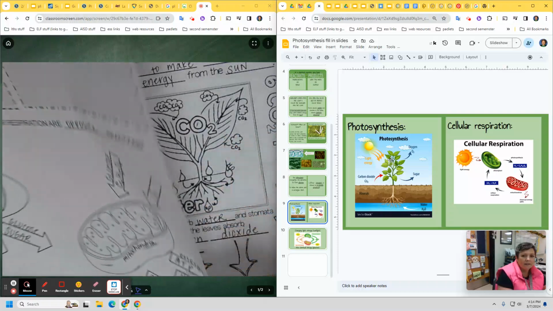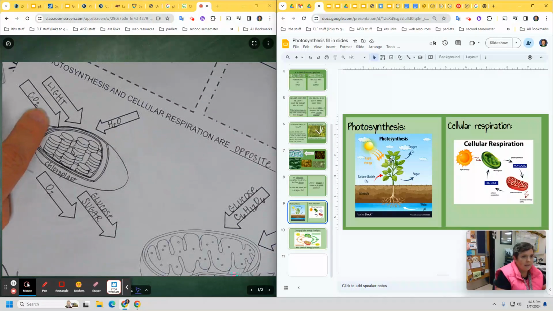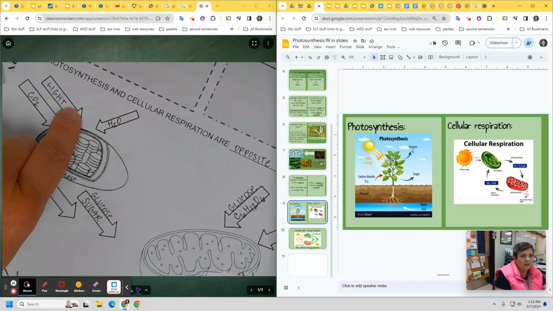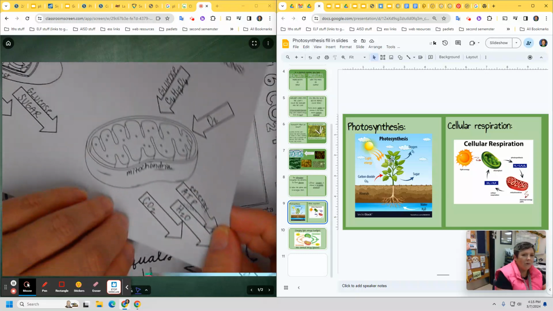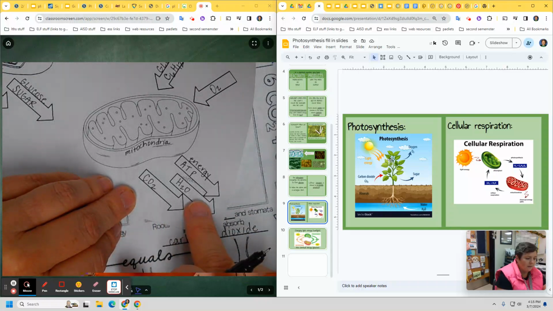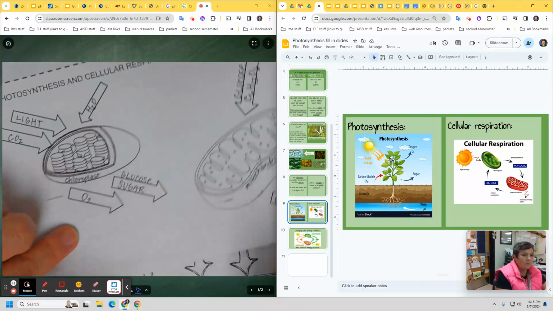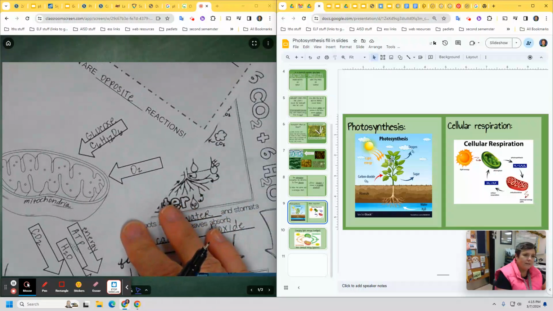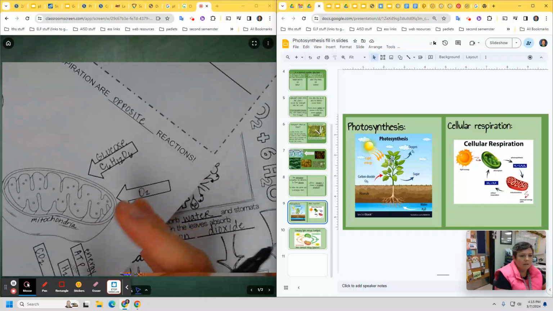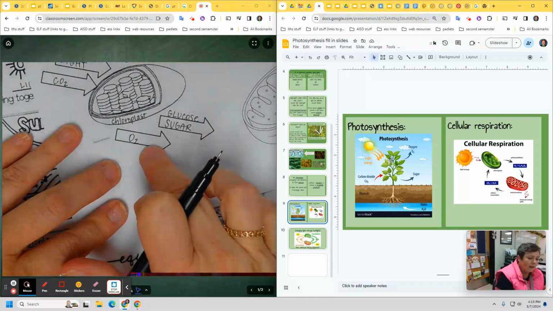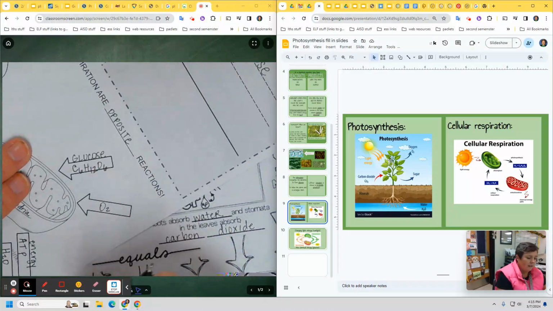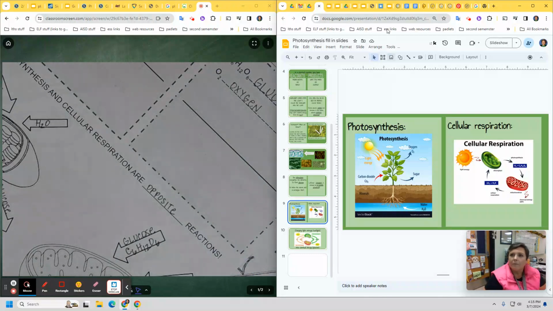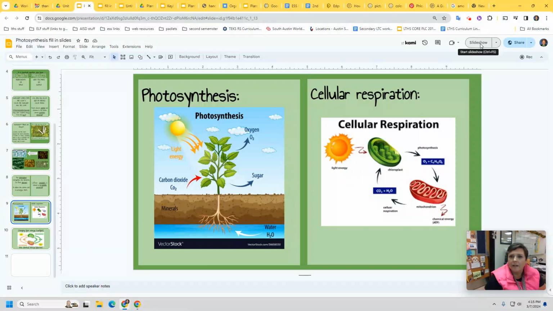Okay, so what I really want you to see here is that the inputs here, carbon dioxide, energy, and water, those are the outputs over here, carbon dioxide, water, and energy. The outputs over here, sugar and glucose, are the inputs over here. Sugar and oxygen are the same as over here, glucose and oxygen, okay? And I'm going to blow this up here just because I want you guys to make sure you see it.